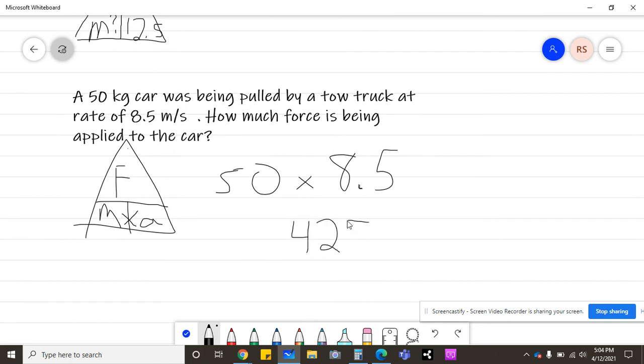And usually if you're asked to grid it, you won't have a unit of measure after. You'll just put the number as is. So that's how you calculate, using force equals mass times acceleration and using the triangle.